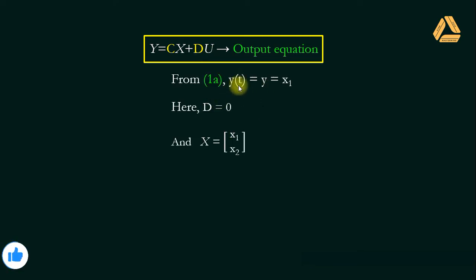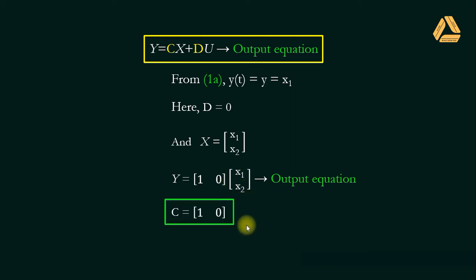And as already assumed, y of t is a vector y, and it is given by x1, and x is nothing but the two state variables x1 and x2. Then from the standard format output equation, I will be getting y is equal to 1, 0, x1, x2, which is the output equation, and from this I will be getting the matrix C.